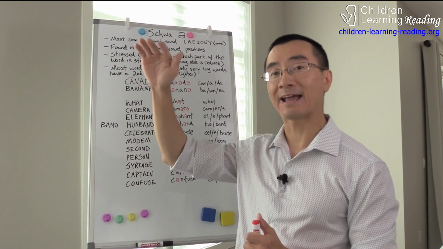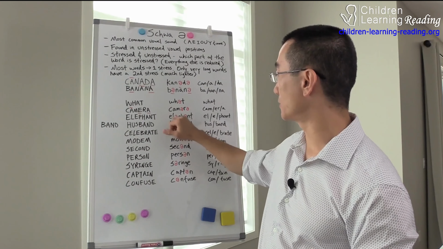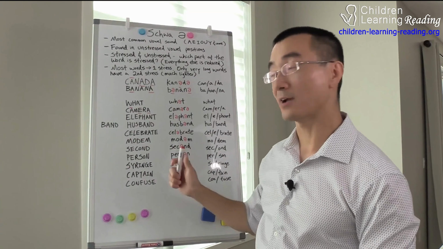Elephant. Where do you hear the stressed vowel position? Okay, so we have elephant. The first vowel E is the stressed vowel position, whereas the second E and the third A are the schwa position, as we can see right here. Schwa, and the first E is the stressed vowel position.